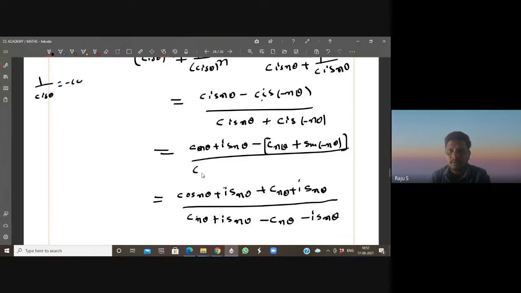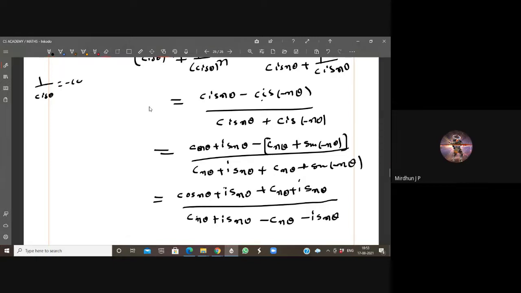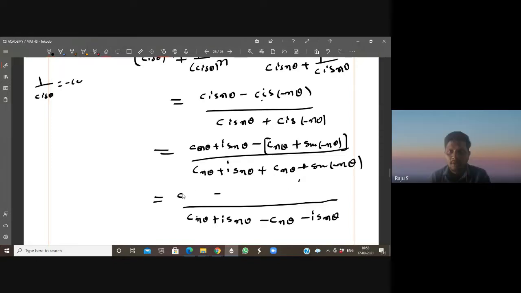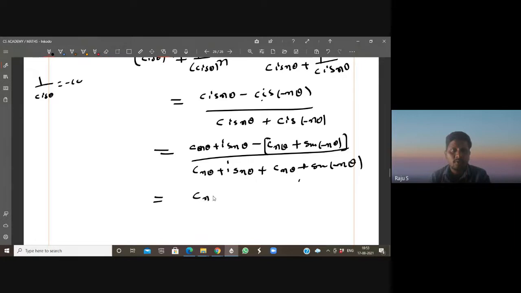By the denominator cos n theta plus iota times sine n theta plus cos n theta plus sine of minus n theta. Yes, next step I am going to write directly. Sometimes we might be confused. Cos n theta plus iota times sine n theta, now minus cos n theta. This is minus, actually sine of minus theta is minus sine theta. Minus into minus plus sine n theta.